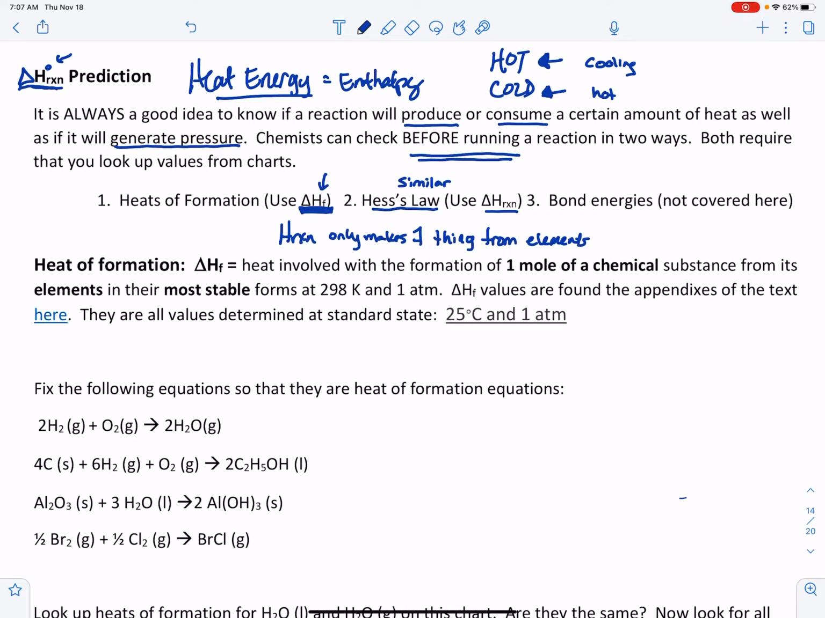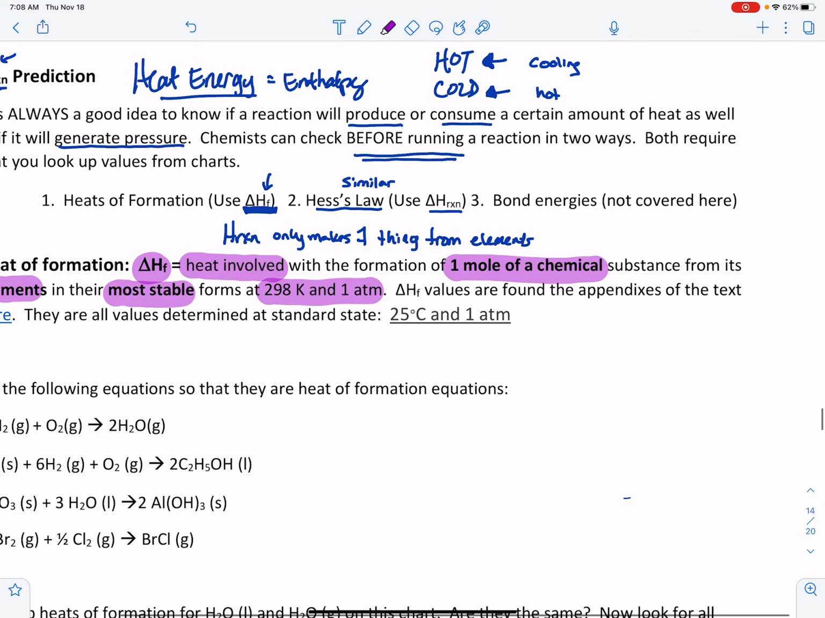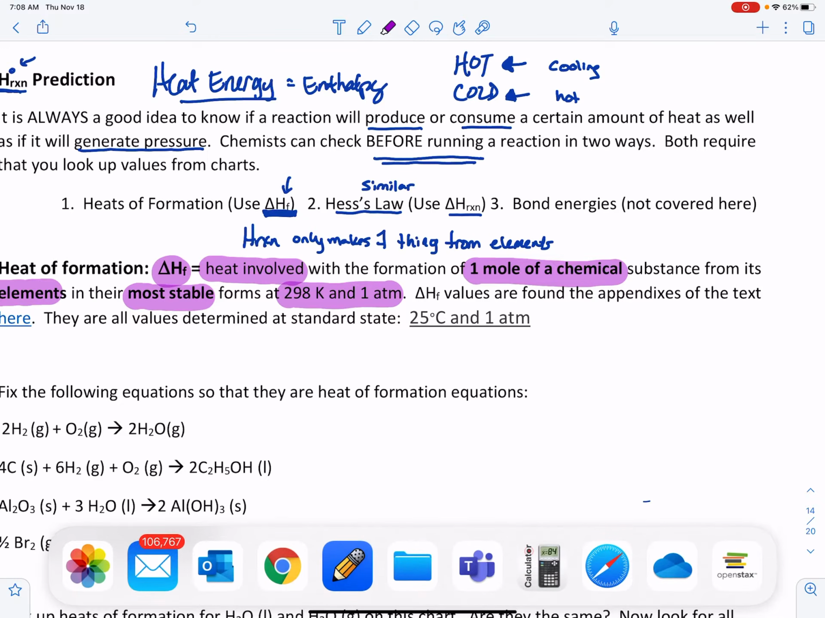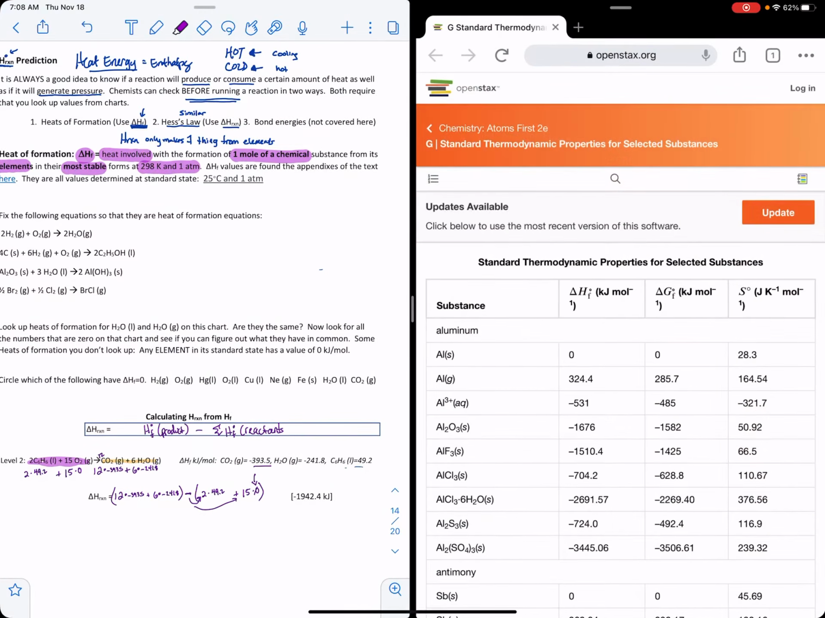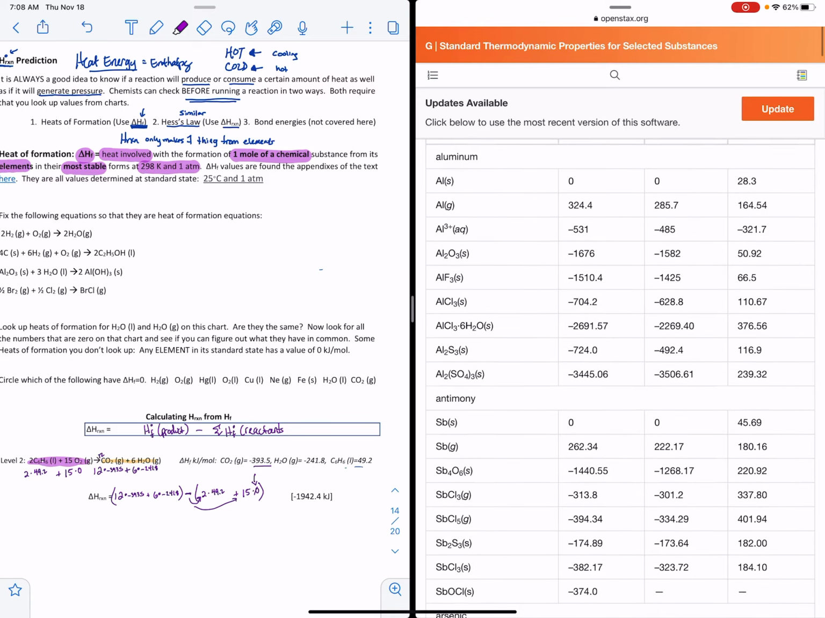So let's look at the heats of formation reactions first. This is the heat involved with forming 1 mole of a chemical substance from its elements in their most stable forms at standard temperature and pressure. So it's like standard conditions. You can find these in the appendices of the textbook, and I actually have a textbook pulled up right here to see. There's a big long list of these.